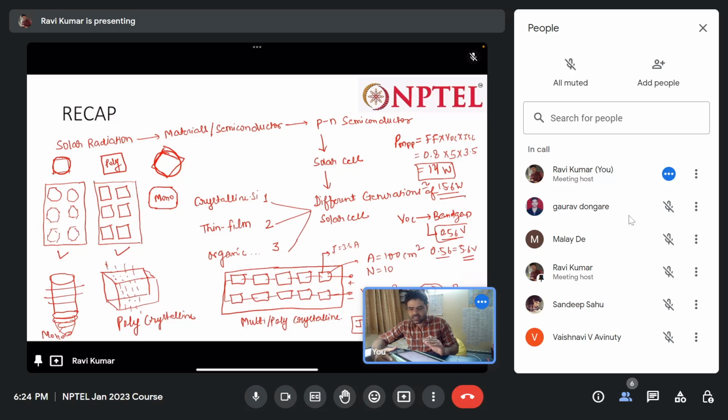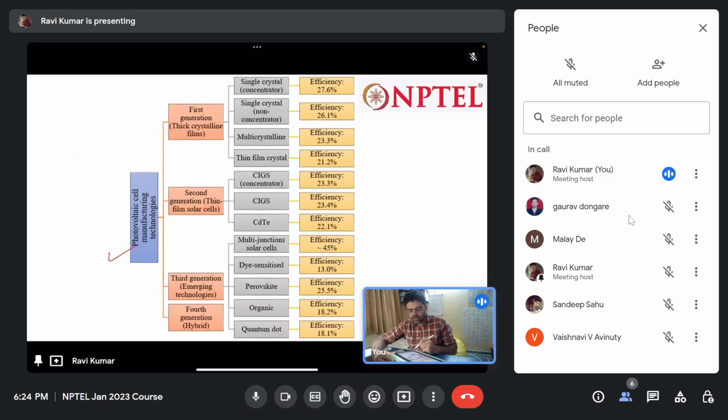Okay, so this was the recap. We started with solar radiation, and today we have seen different technologies of solar photovoltaics. So just see once again solar technology, what we have: first generation, second generation, third generation, and fourth upcoming generation. In the first generation, we have crystalline cells, and the efficiency is given here. The more accuracy is 45 for multi-junction solar cells from the third generation.